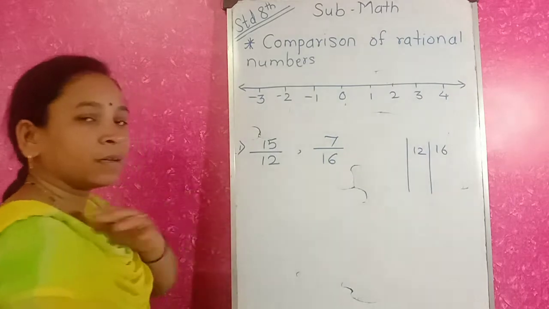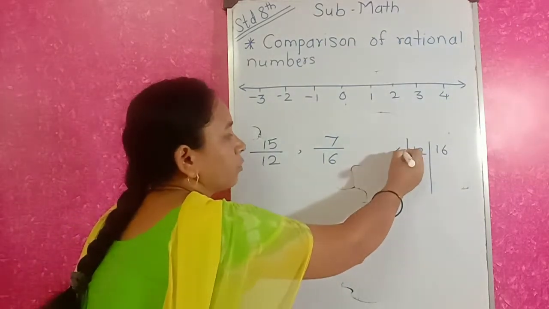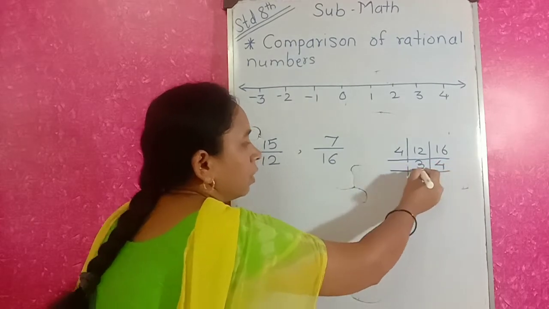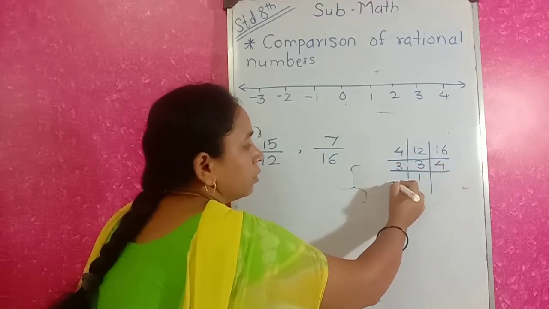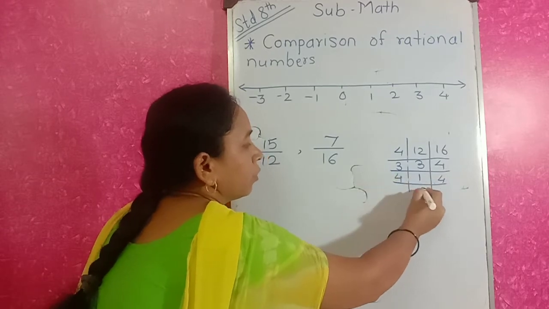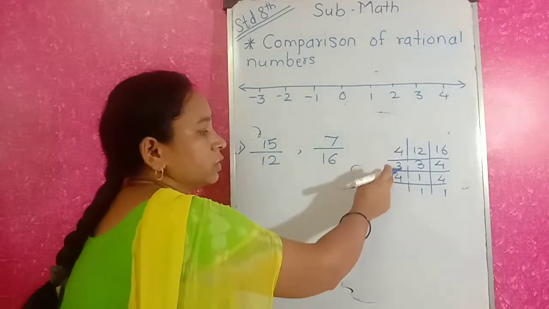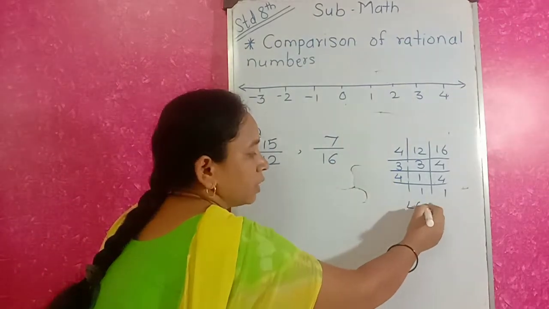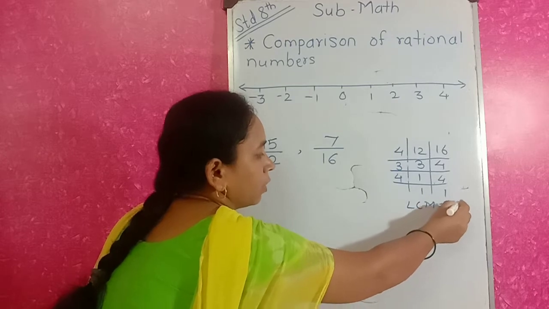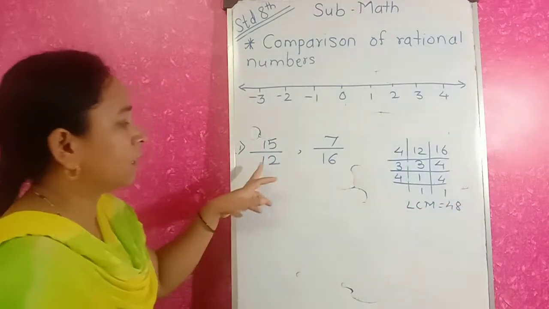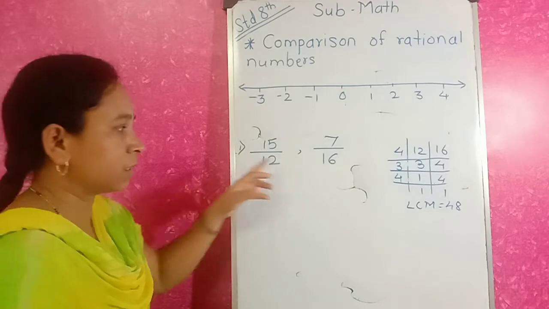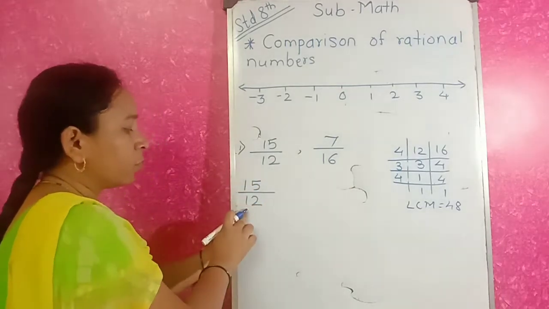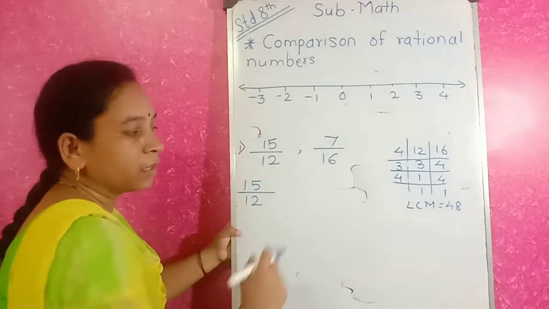These two numbers are divisible by 4. So 4 3s are 12, 4 4s are 16, leaving 3 and 4. Then 3 times 4 times 4 is 48, so the LCM will be 48. 48 comes in the 12 table and also in the 16 table. It will help me make the denominators equal. 12 multiplied by which number gives 48?